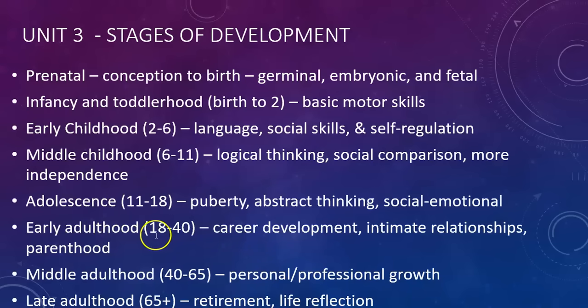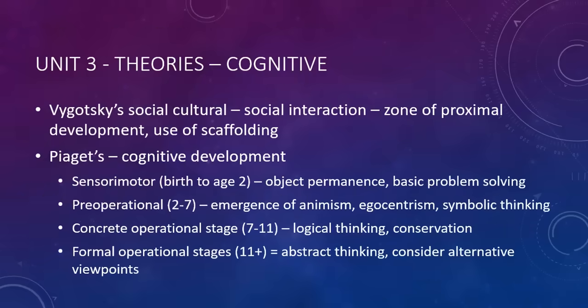Now, once you get into early adulthood, notice how the span begins to increase. 18 to 40, you're focusing more on career development, intimate relationships, even parenthood. And then middle adulthood, you're talking about professional and personal growth. And then late adulthood, really talking more about retirement, life reflection, and adapting to the physical and cognitive changes within that age bracket. Now, going back to Vygotsky, his role of the zone of proximal development, again, really focusing on the use of scaffolding and support, and social interaction.